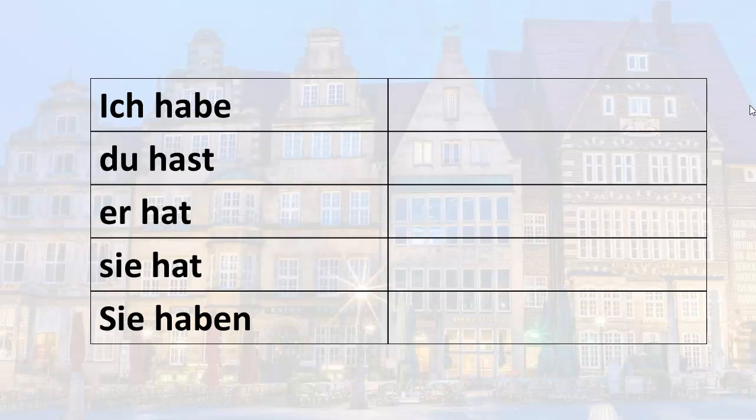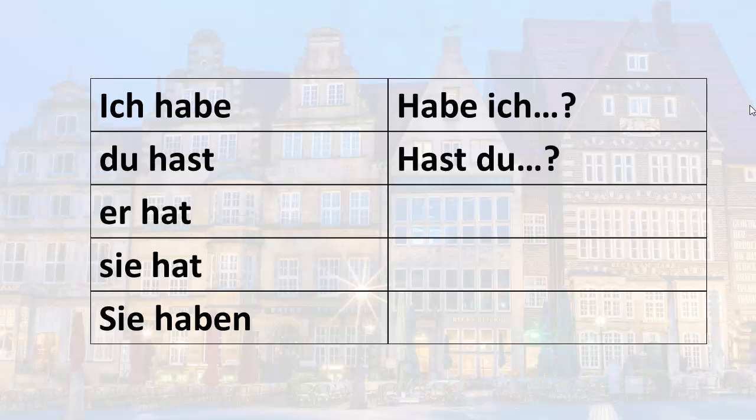So for example, ich habe, I have, becomes habe ich. Habe ich means do I have. Du hast, you have. Hast du, do you have. Er hat, he has, becomes hat er, does he have. Sie hat, she has, becomes hat sie, does she have.